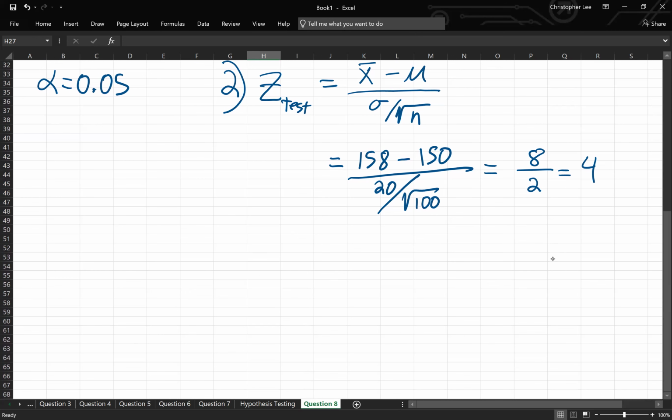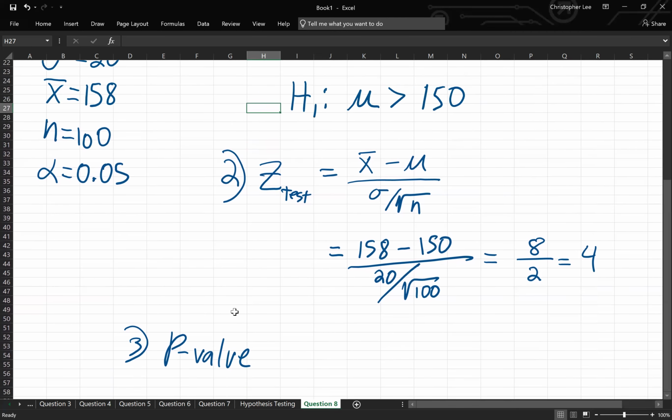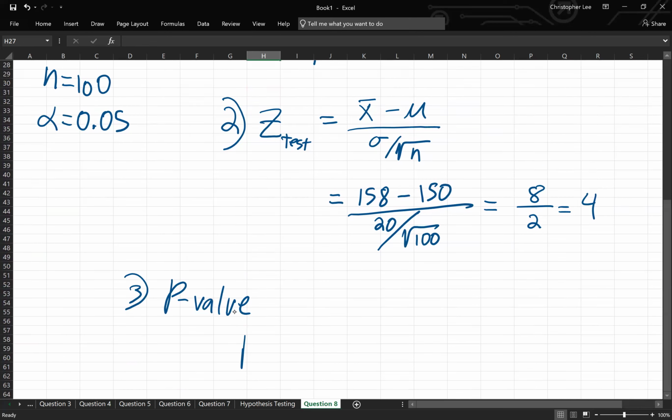What do I do next? The critical value? No, it starts with a D. Well, actually, wait, no. Step 3, right? I want the p-value. Fourth step is comparing the p-value to alpha. But in the p-value, it's good that I can go on the chart, right? But before we do that, the p-value here is going to be the probability of the z-test, and we have the value here of 4.